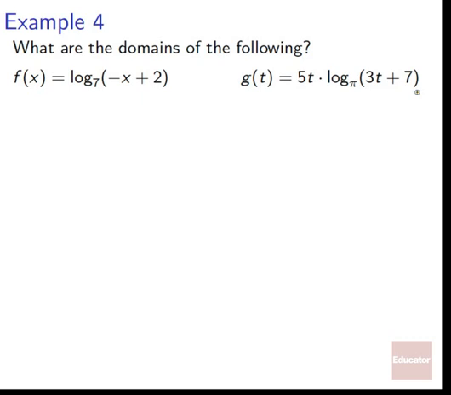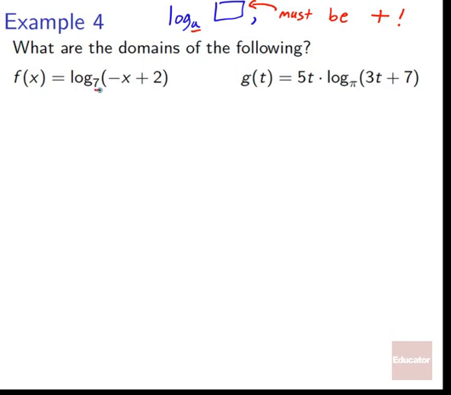F of x equals log base 7 of negative x plus 2. Remember, the idea we had was log base a of stuff. Then this stuff here must always be positive. Otherwise, it just doesn't work. If we try to take the log of 0, it doesn't work. If we try to take the log of a negative number, it doesn't work. So you always have to take the log of positive numbers, whatever the base is. For any base, this is going to be the case.